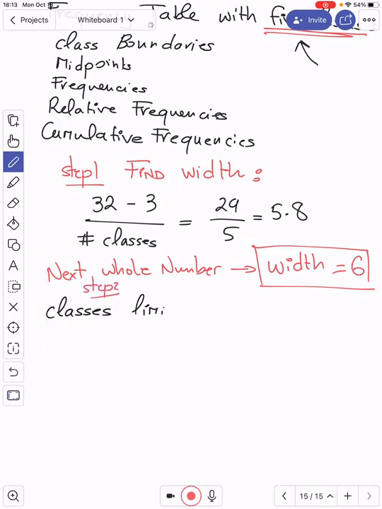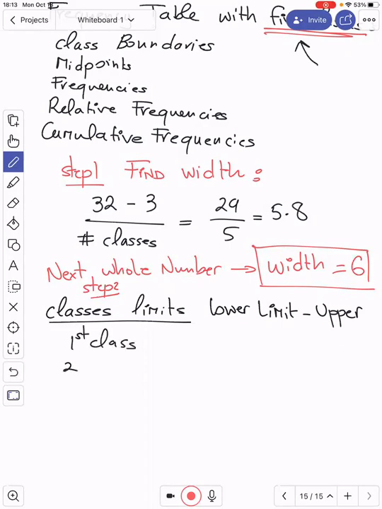So for the class limits, it means we have an interval. There's the lower limit and there's the upper limit. So for the first class, we have 5 classes: first class, second, third, fourth class. Feel free to interrupt me, guys, if you have any question. And the fifth class. Now, what will be the lower limit of the first class?